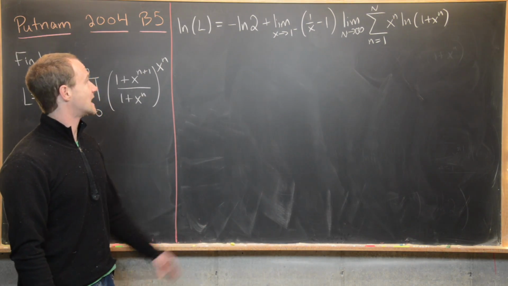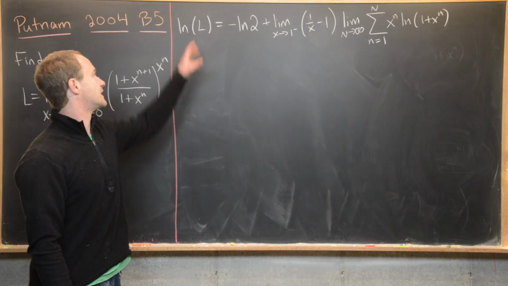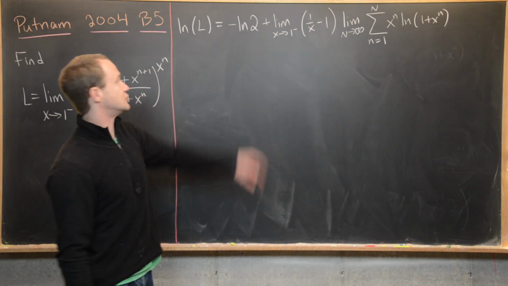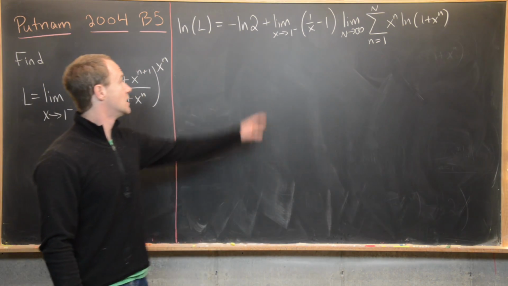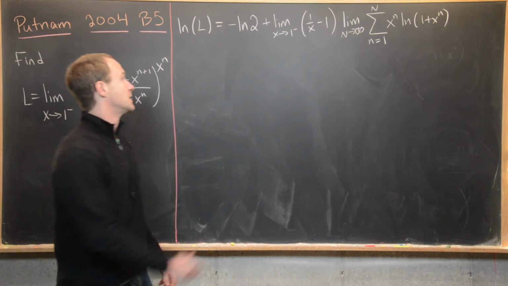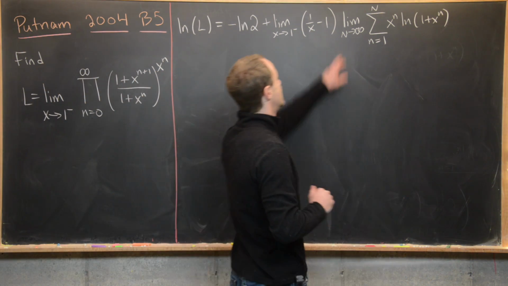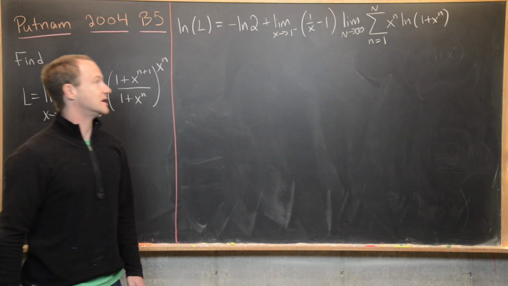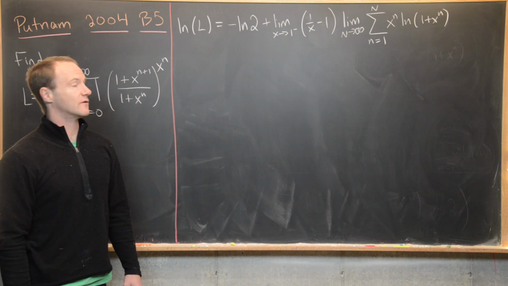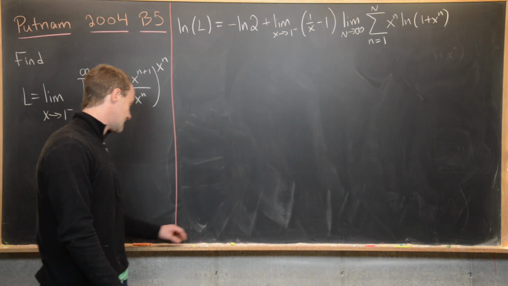Okay, so we ended the last board at the following spot. So the natural log of our desired limit is equal to minus natural log of 2 plus the limit as x goes to 1 from below of 1 over x minus 1, and then the limit as capital N goes to infinity of x to the n natural log of 1 plus x to the n.